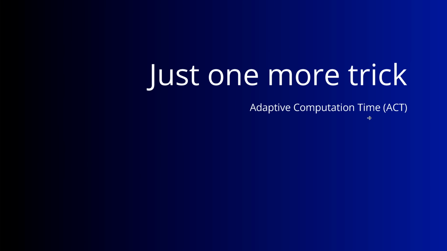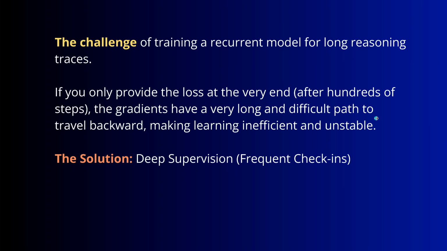I need another moment of your attention, another trick that you have to understand: adaptive computation time, ACT. Now the challenge is training a recurrent model for long reasoning traces. Not the simple ones, but really the long monster reasoning traces. And if you only provide the loss at the very end after 100 steps, the gradients have a very long and difficult path to travel backward in the backpropagation, making the learning absolutely inefficient and unstable, and we know it's not working. So is there another trick or methodology that you can apply? And the solution is, yes, of course, we call it deep supervision.